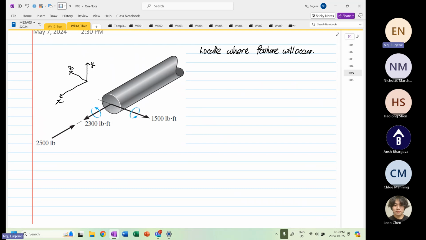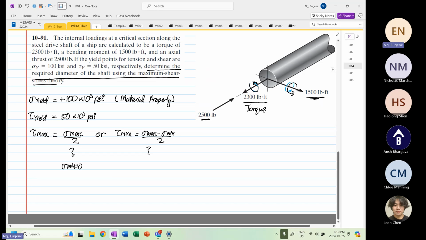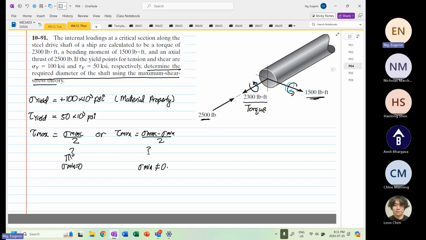And not only do we have to determine where failure will occur, we also have to find out tau max, which equation to apply. Both are Tresca, but one uses stress max divided by 2, which occurs when stress mean is equal to 0. On the other condition, stress mean is not equal to 0. So you cannot just look at the formula and say, I'm going to use stress max divided by 2. No, you have to be very sure when to apply what.